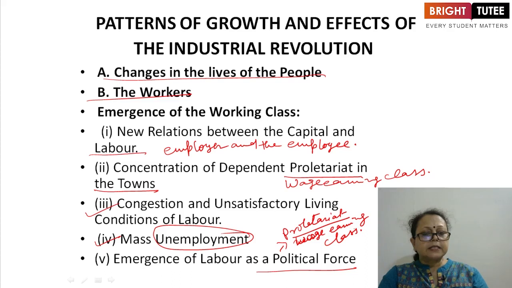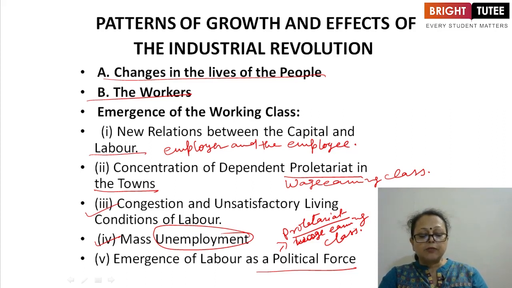Already we have discussed that the illiteracy rate was very high. This class was hampered by poverty, not having property in their villages. They were landless or propertyless. Now what they did, they started forming their trade unions.